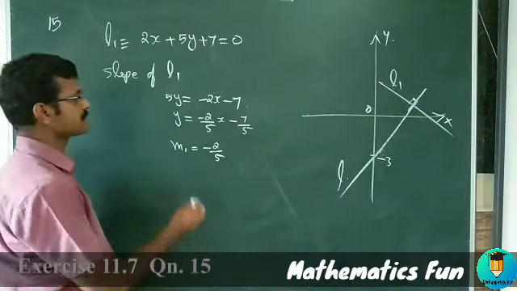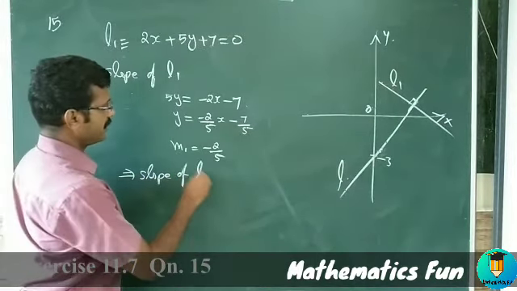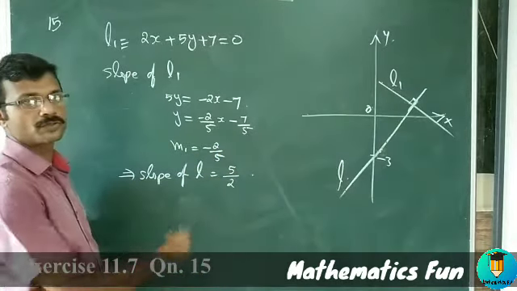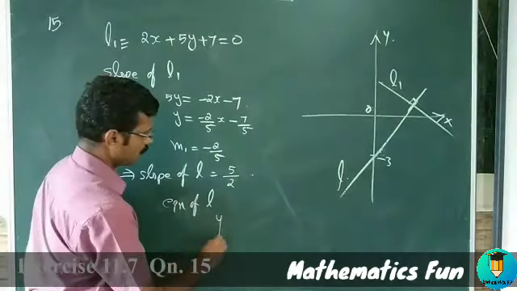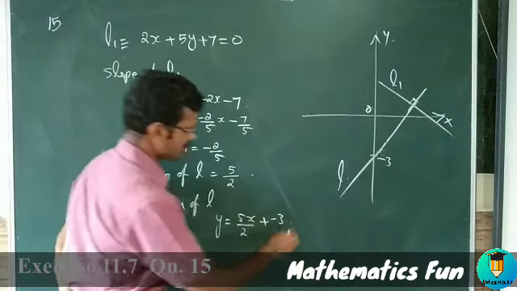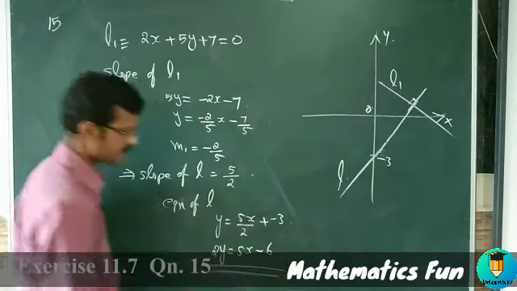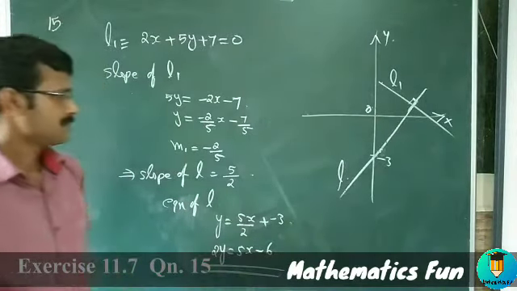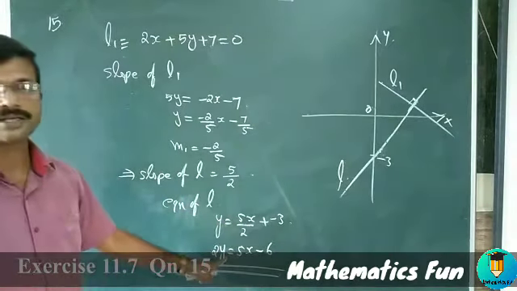Using that concept, the slope of L will be the negative reciprocal of this, that is 5 by 2. So we got the slope, and we know the intercept. Therefore, the equation of L is y = mx + c. c is -3. Don't leave it in fraction form: 2y = 5x - 6. This is the required line. It's a standard 10 based question. With the help of slope and intercept, I wrote the equation of the line.